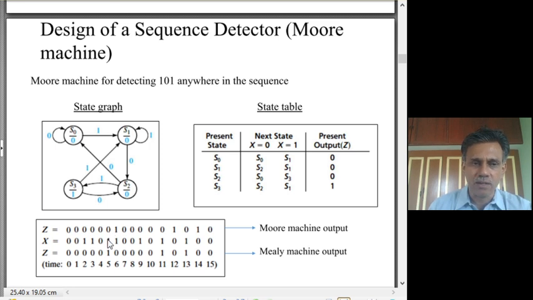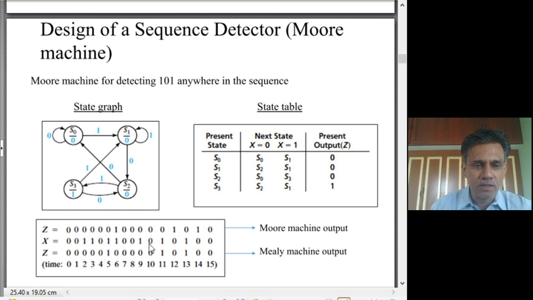It affects the state. Of course, we don't represent the state information here. It affects the state and indicates that this pattern has occurred in the next clock period after the occurrence of the pattern. So the 1 occurs here in the Moore machine, whereas this 1 occurs along with the last bit of the pattern in the Mealy machine.